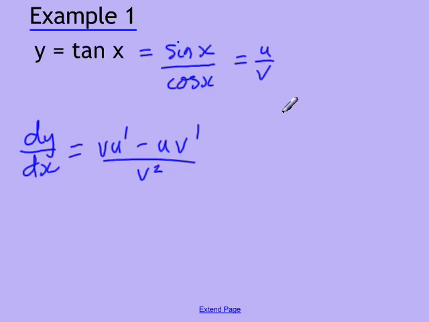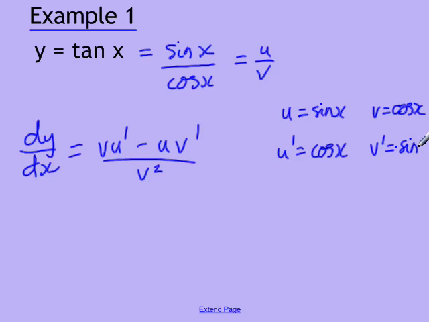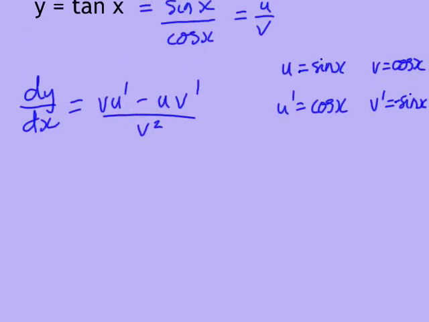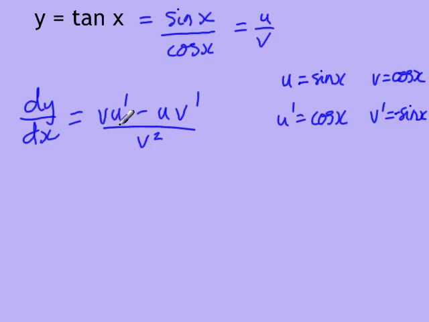So what are my u and my v and my u dash and my v dash? u is sin x and v equals cos x, which means that u dashed is cos x and v dashed is sin x. No, it's not, it's minus sin x. Oh, classic mistake. Minus sin x when you differentiate cos x. Okay, so how does that fit into the formula?